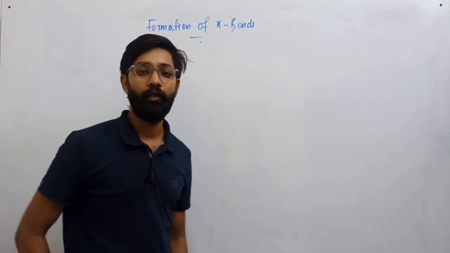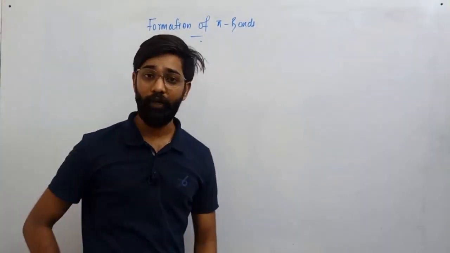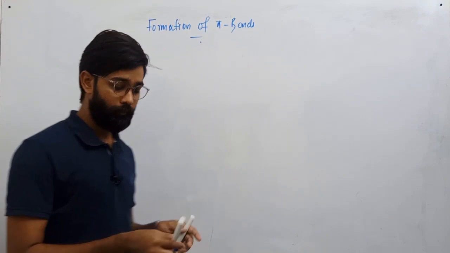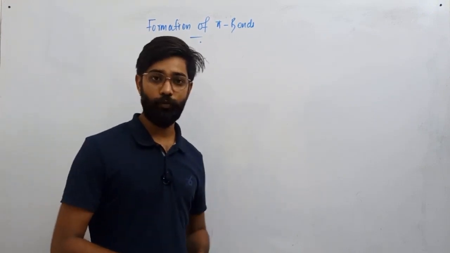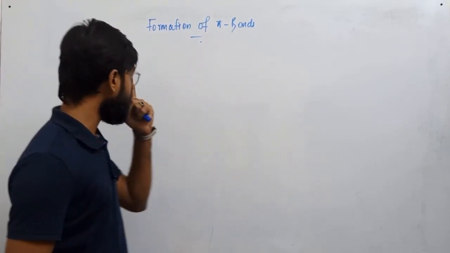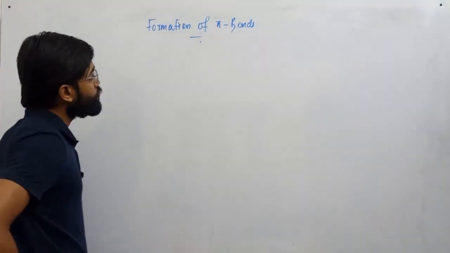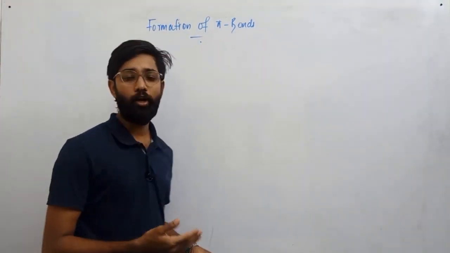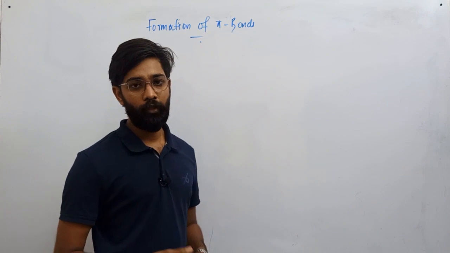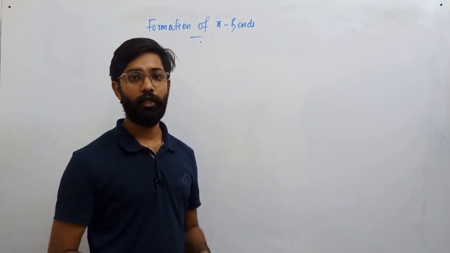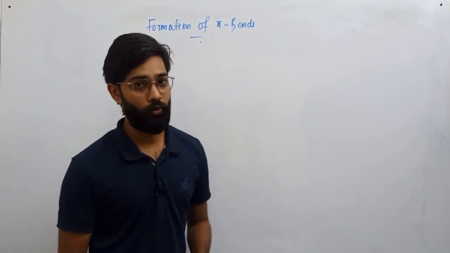Hey, welcome back. Now let's discuss how a pi bond is formed. In the last class we discussed the formation of sigma bond. Now we want to discuss the formation of pi bond. A pi bond is actually formed by the lateral overlap between orbitals across, or perpendicular to, the internuclear axis.